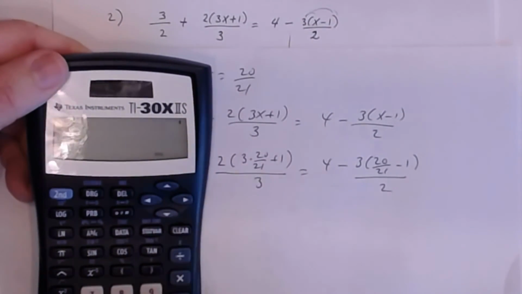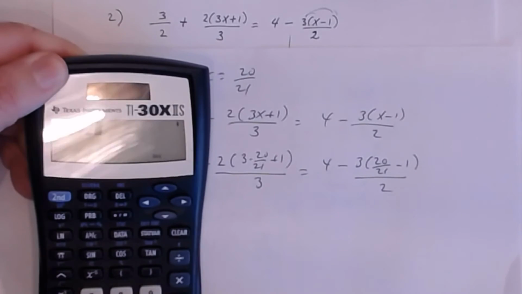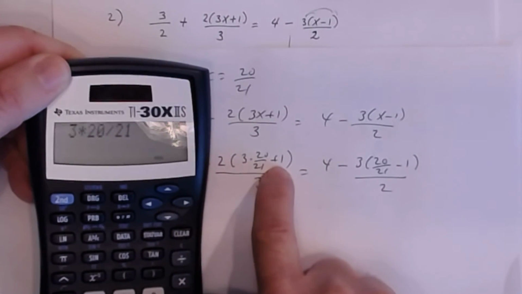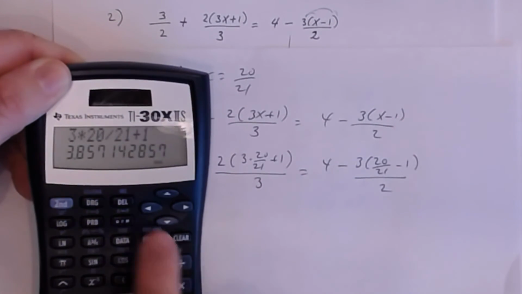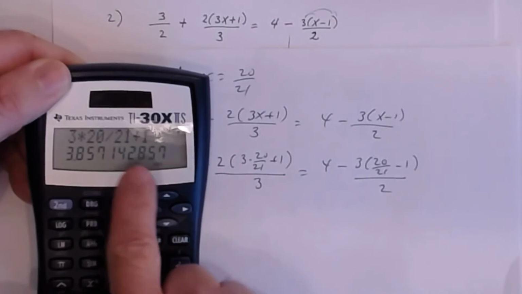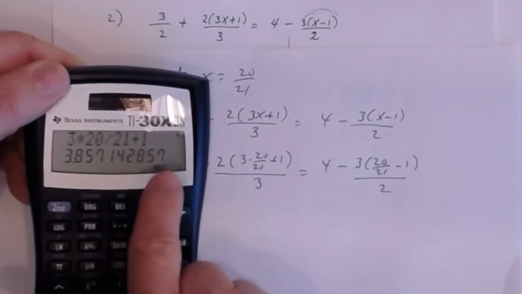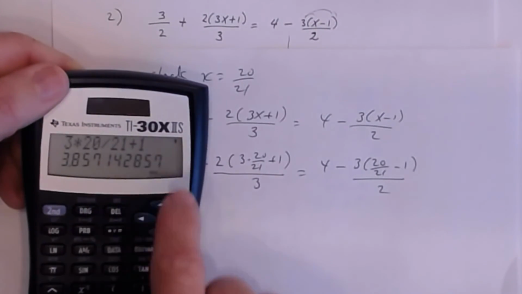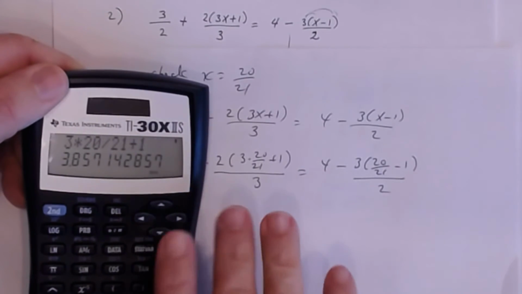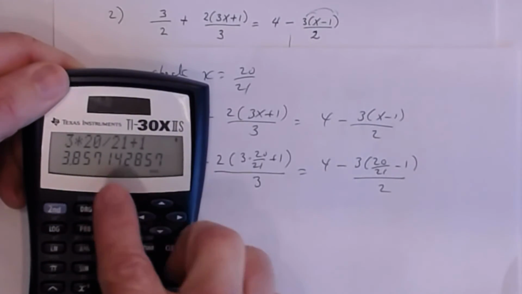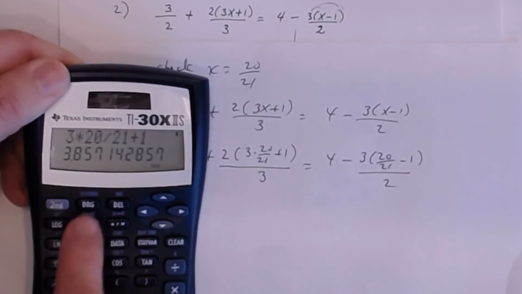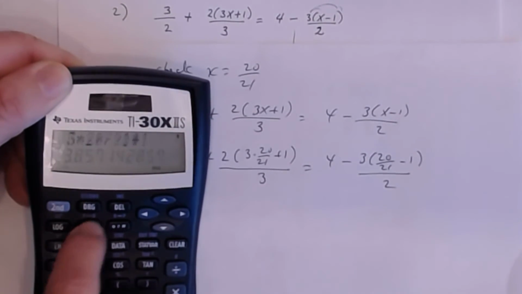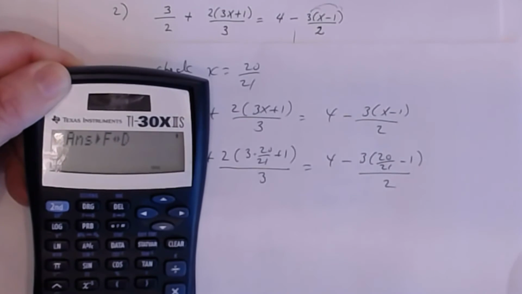I'm going to say 3 times 20 divided by 21, and then I'm going to add 1, plus 1 equal, so I have this decimal. Don't leave it as a decimal because this does not terminate, so don't approximate. So make sure you know how to use your calculator in terms of changing this to a fraction. So I'm changing this to a fraction. So I'm going to say second PRB here, and then press equal.